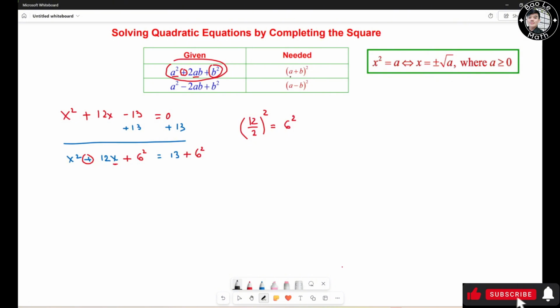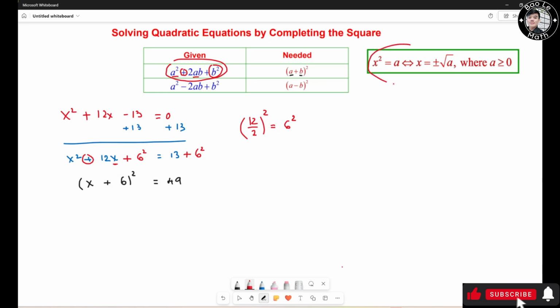So it turns out to be a plus b altogether squared, right? This is a squared plus 2ab plus b squared. So this turns out to be s plus 6, right? a equals s, b equals 6. So s plus 6 altogether squared equals. Now 13 plus 6 squared, which is 36, so it turns out to be 49. Then this is a complete square, right?